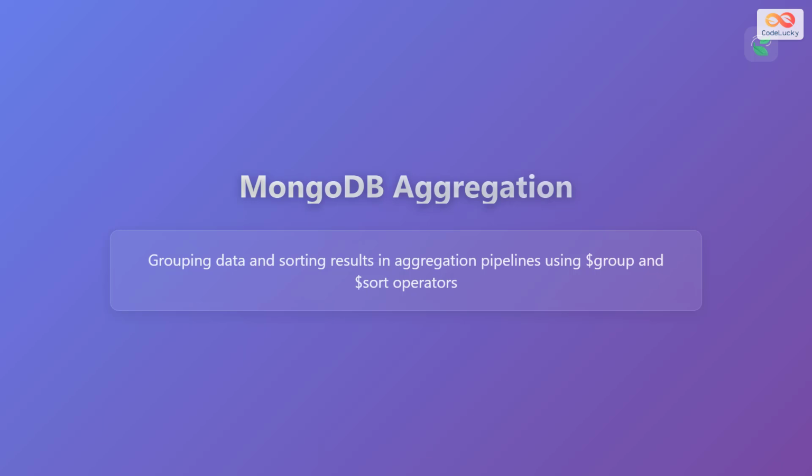In this video, we'll explore MongoDB aggregation, focusing on how to group data and sort the results using the $group and $sort operators within aggregation pipelines. This is essential for performing complex data analysis and generating meaningful insights from your MongoDB collections.